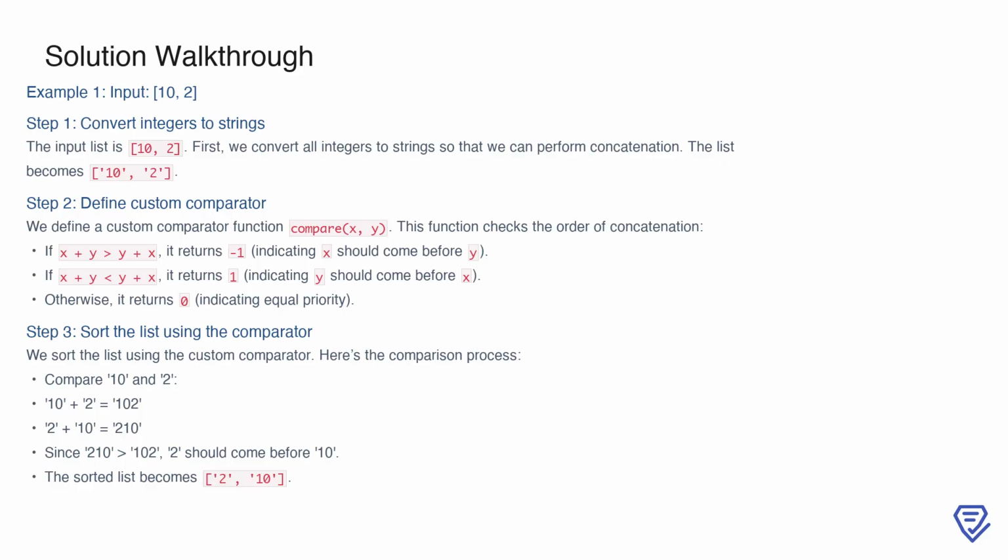Using this comparator, we sort the list. For example, when comparing 10 and 2, we calculate 10 plus 2 as 102 and 2 plus 10 as 210. Since 210 is greater, 2 should come before 10. After sorting, the list becomes 2, 10.